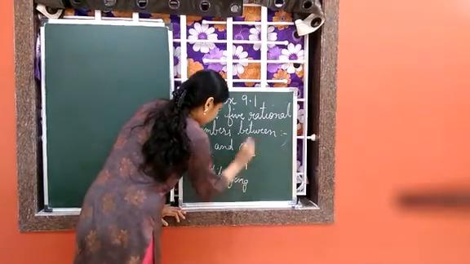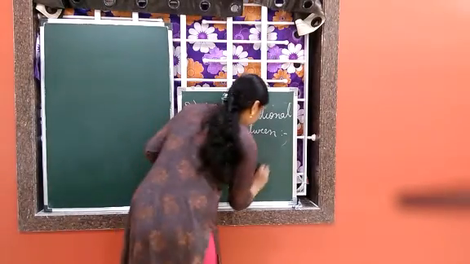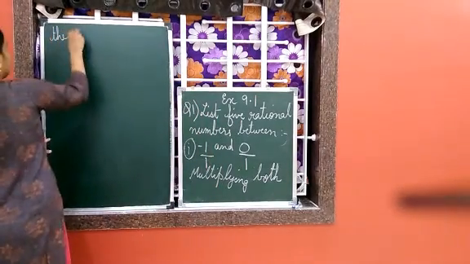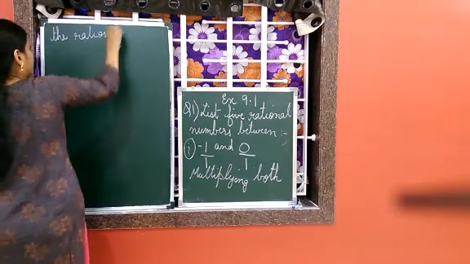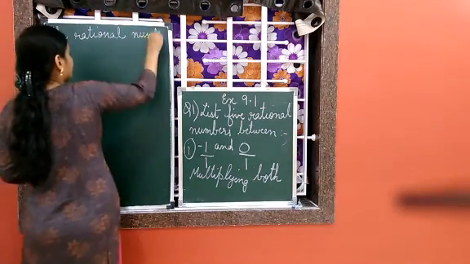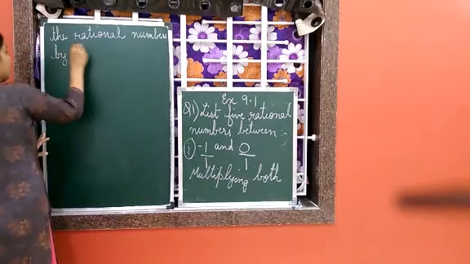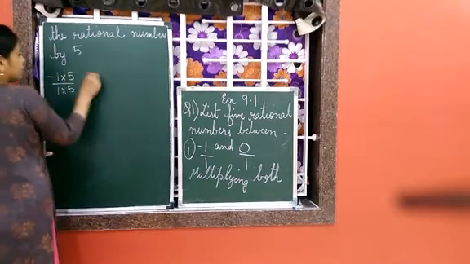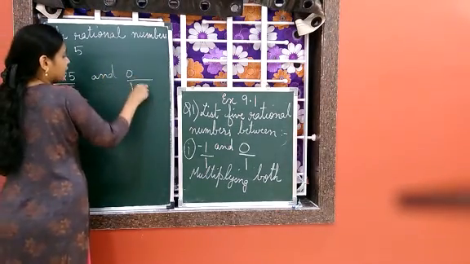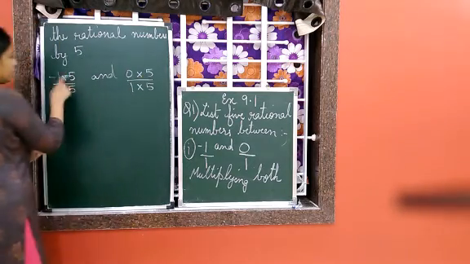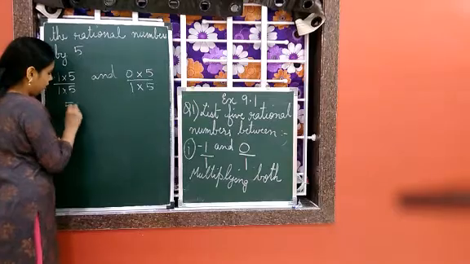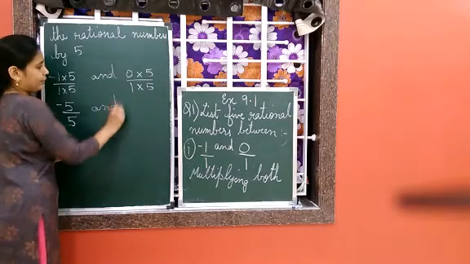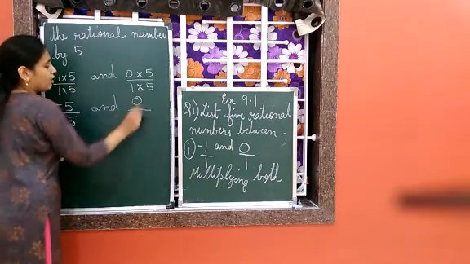So, multiplying both the rational numbers by 5. Let's see what happens. -1 by 1 into 5 by 5, and 0 by 1 into 5 by 5. So this becomes -5. 5 ones are 5. 1 5s are 5. 0 5s are 0. 1 5s are 5.